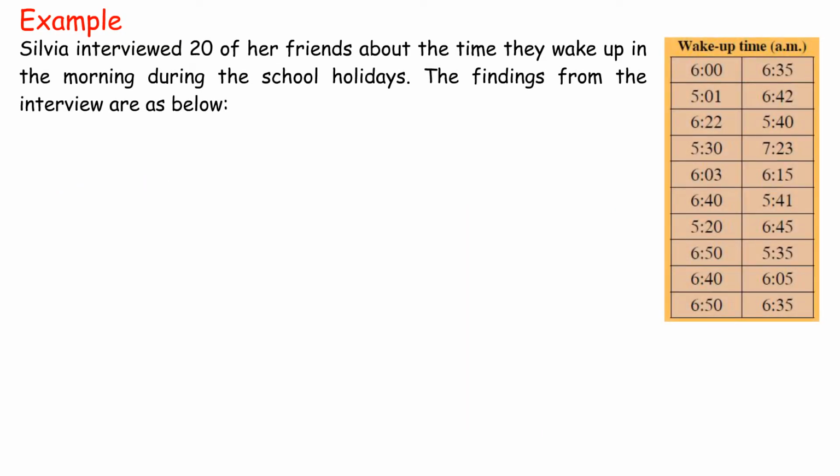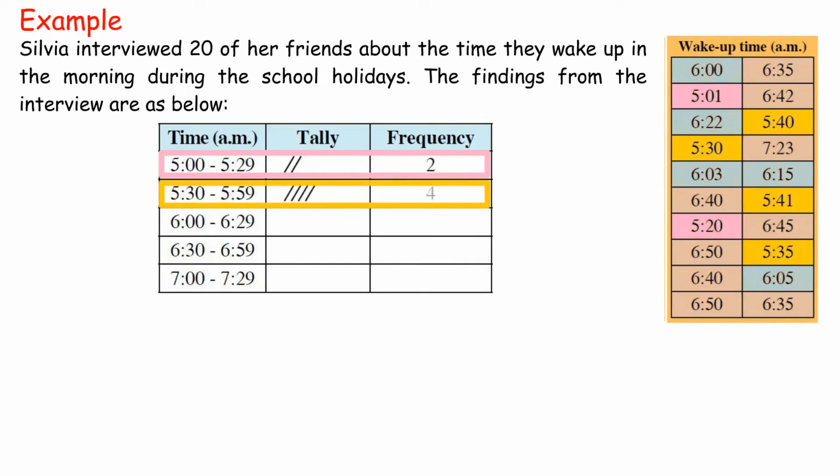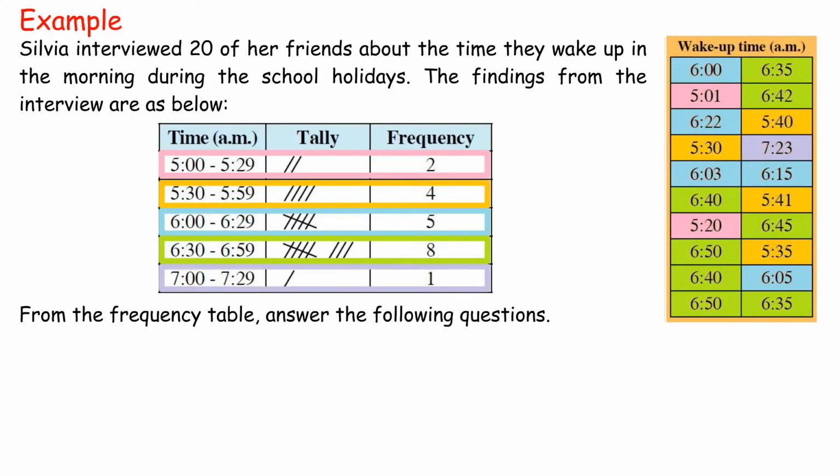Example: Sylvia interviewed 20 of her friends about the time they wake up in the morning during the school holidays. The findings from the interview are as below. Organize the data in a frequency table according to the following classes. From the frequency table, answer the following questions.